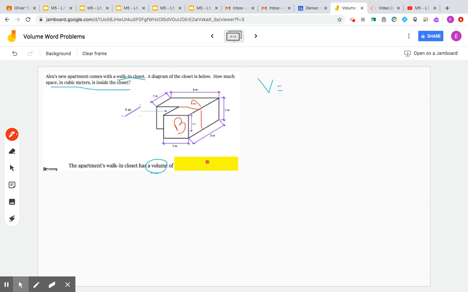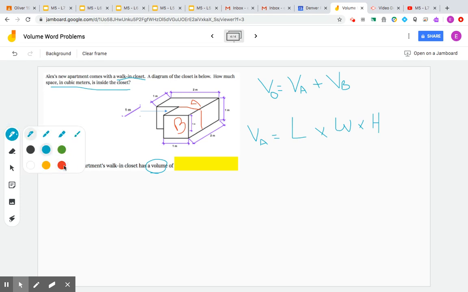We need to find the volume of the overall closet. And I remember that the overall volume is the volume of rectangle A plus the volume of rectangle B. So let's find our pieces for A and B. The volume of A, we know is going to be length times width times height. So let's take a look at our diagram.